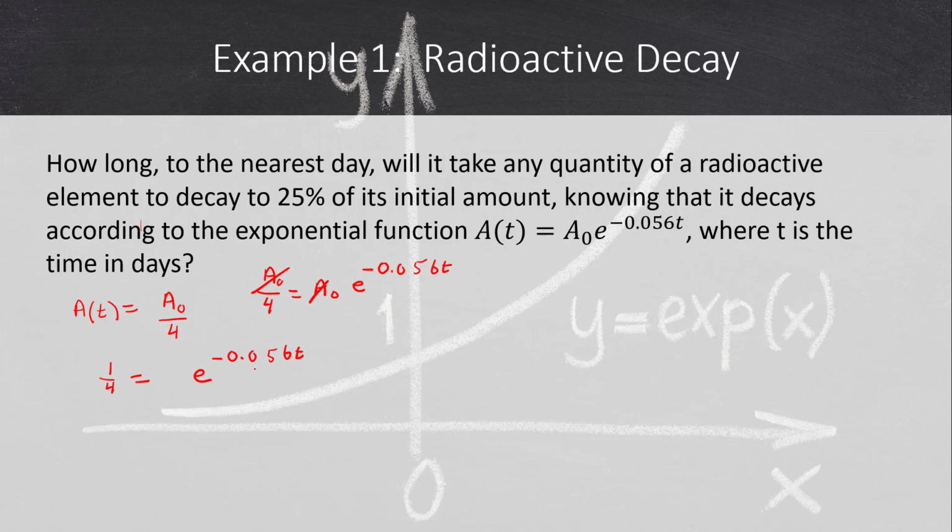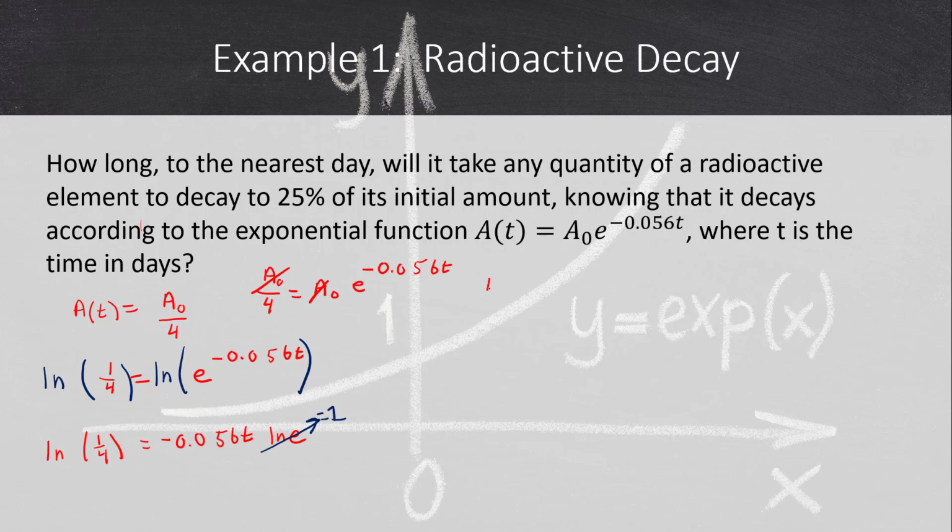And to make that happen, we have to get t out of the exponent. And we can do that by taking the natural log of both sides. So I'm going to take the natural log here, and I'm going to take the natural log here. What I will have over here is the natural log of 1/4. So really nothing exciting on this side. However, on the right-hand side, I can use the power property of the logarithm and write this as negative 0.056t times the natural log of e. And what is the natural log of e? Well, that is nothing more than 1.